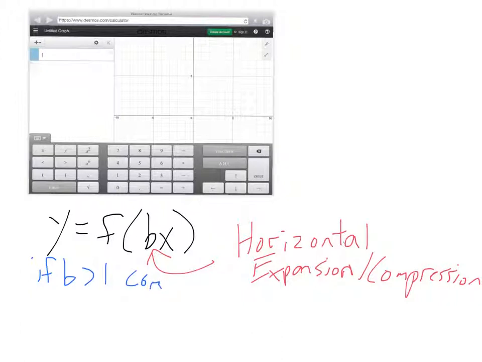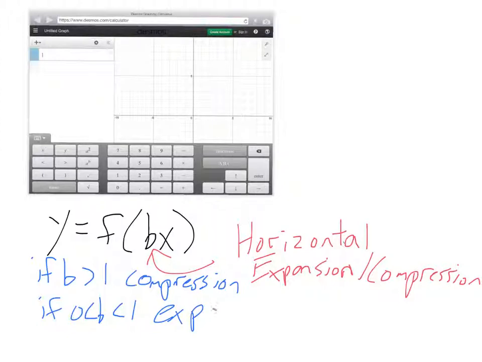So we see that just like with horizontal translations, right? If we're doing something to the inside, to the argument of the function, it has the inverse effect that we would think it would have. So if b is greater than 1, we get a compression horizontally. And if b is less than 1 and greater than 0, we get an expansion. So this is sort of the opposite of the effect that we would have with vertical compressions and expansions, where if we multiply the outside of the function by a, and that's larger than 1, it's an expansion. The opposite of what we get if we multiply the inside of the function, we get a compression, right?